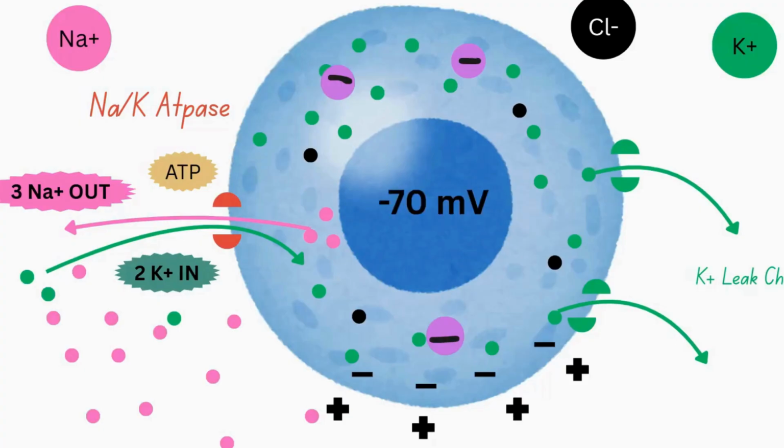Of course. And so we talked about it a little bit before. It's going to maintain at negative 70 millivolts, and that's called the membrane potential, the resting membrane potential.